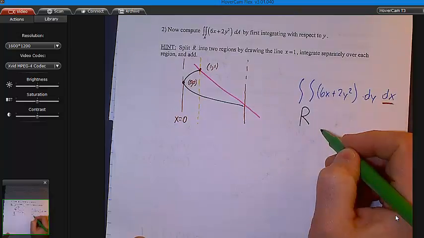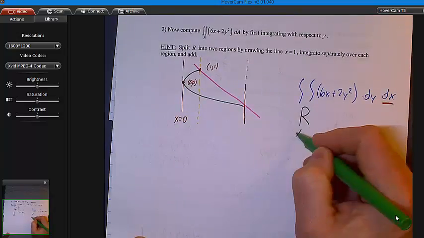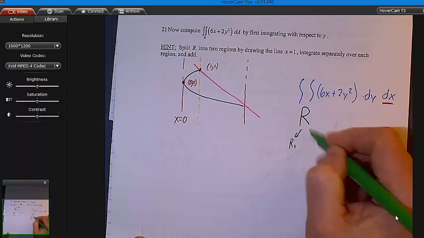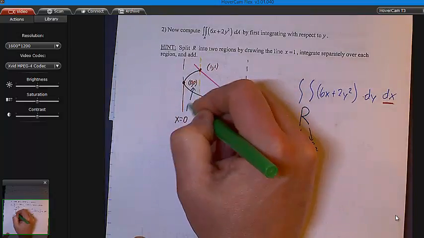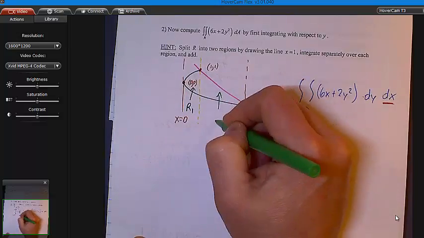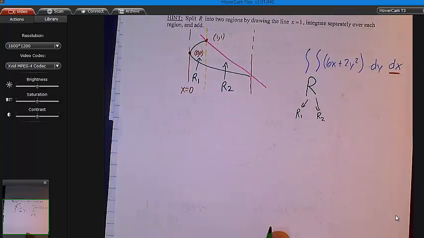The region R can be split up into an R1 and an R2 by this line. So this region in here I'll call R1, and this region in here I'll call R2. Okay? And let's work it out.